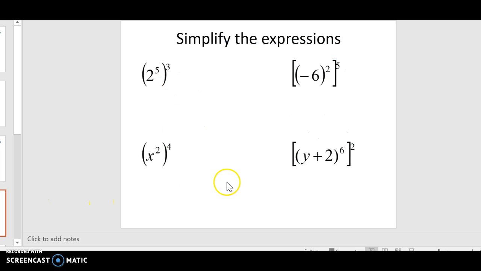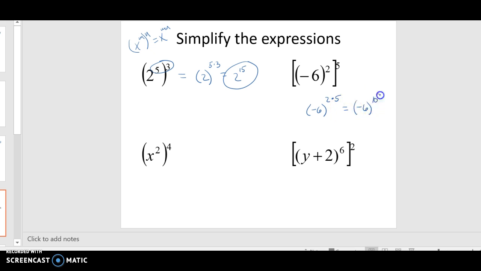So right here, I look for my base. The property I'm using here, x to the m to the n, is x to the m times n. So right here, what's my base? 2. What can I do with 5 and 3? I'm going to multiply them together to get 2 to the 15th power. Done. Here, what is my base? My base is negative 6. What am I going to do with the exponents? Multiply them, and that becomes negative 6 to the 10th power.